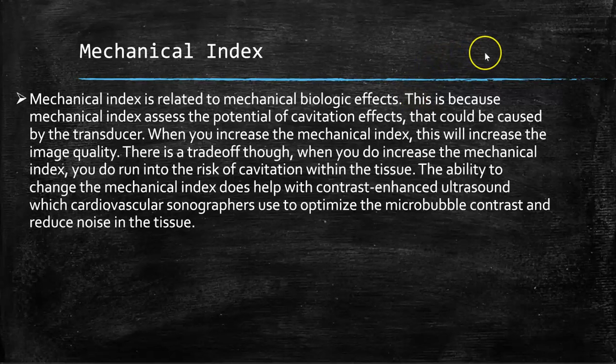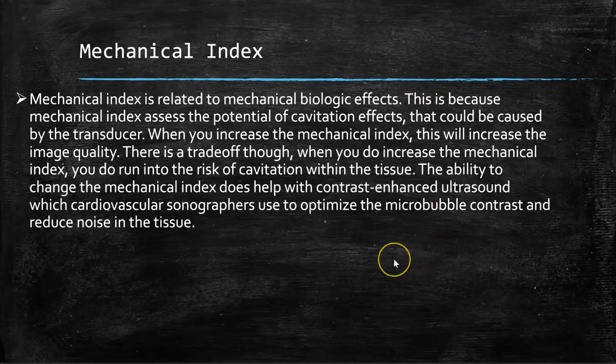Mechanical index. Mechanical index is related to mechanical biological effects. This is because mechanical index assesses the potential cavitation effects that could be caused by the transducer. When you increase the mechanical index, this will increase the image quality. There is a trade-off though. When you do increase the mechanical index, you run into the risk of cavitation within the structure.